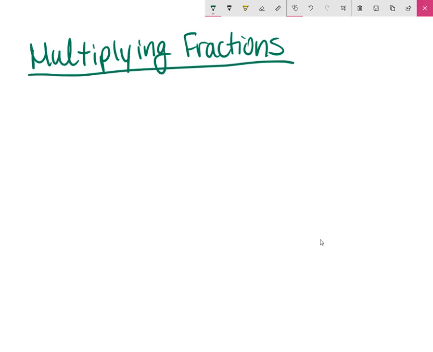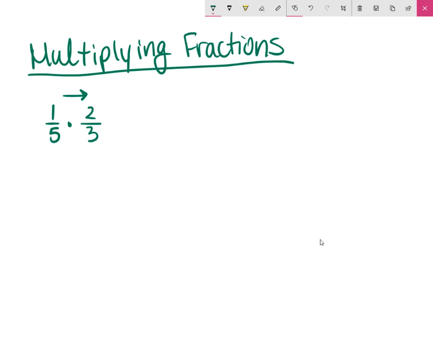Multiplying fractions is pretty straightforward. All we have to do is multiply straight across the top, the numerators, and straight across the denominators. Let's look at this fraction here. Multiply 1/5 times 2/3.